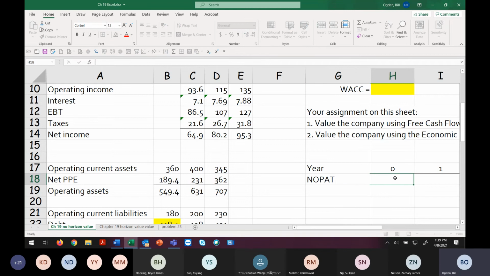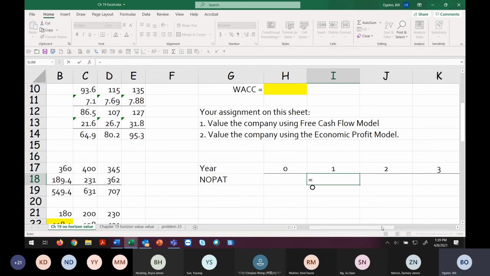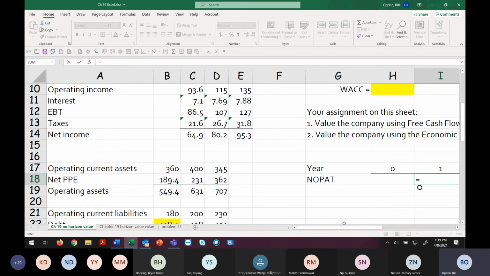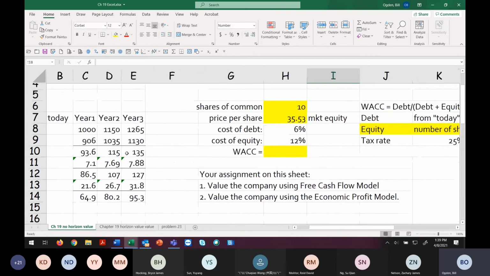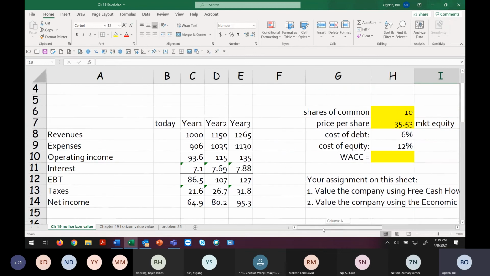Okay. How about year 0 NOPAT? No. Year 1, yes. Equals. How did we do it before? We've done it several times. EBIT. Okay, let me just take a little pause on that. Let's come over here. Except for some typically minor accounting adjustments, that operating income and EBIT are the same.